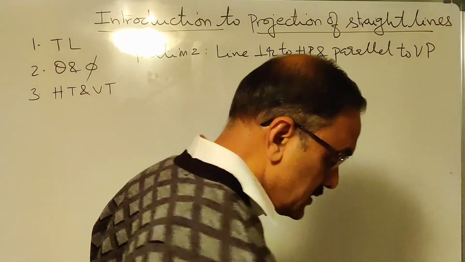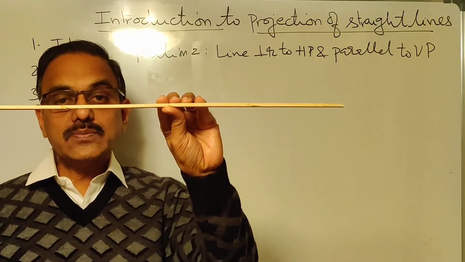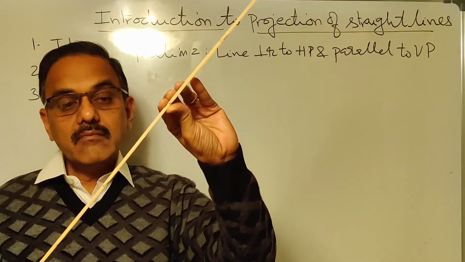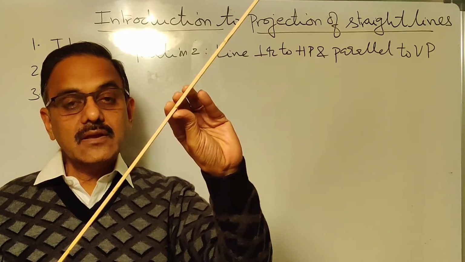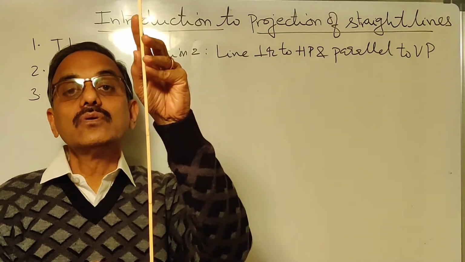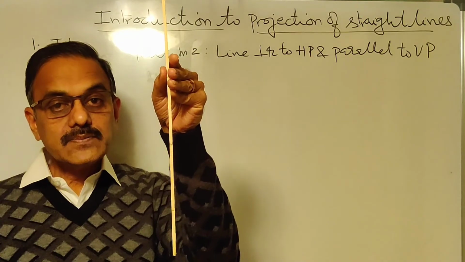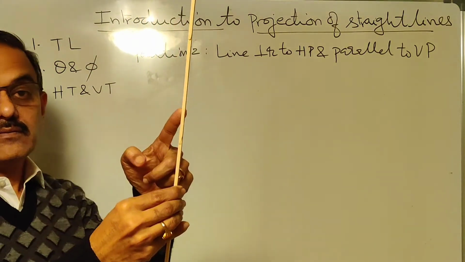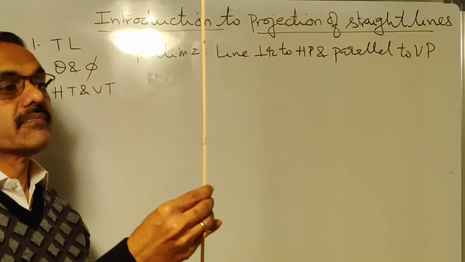Let me show it in space once again. This is the first position. The line is parallel to both HP and VP. Then I made it inclined to HP, making sure that the line is kept parallel to VP. This was second position. Now I am still rotating it and I am making it perpendicular to HP. So what is the position of this line? It is perpendicular to HP, but it is parallel to VP. This end and this end are at the same distance from VP.